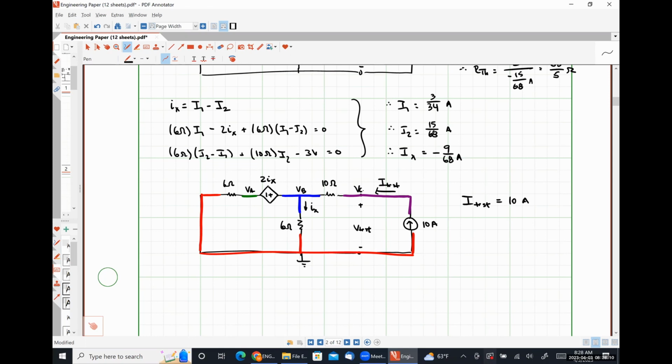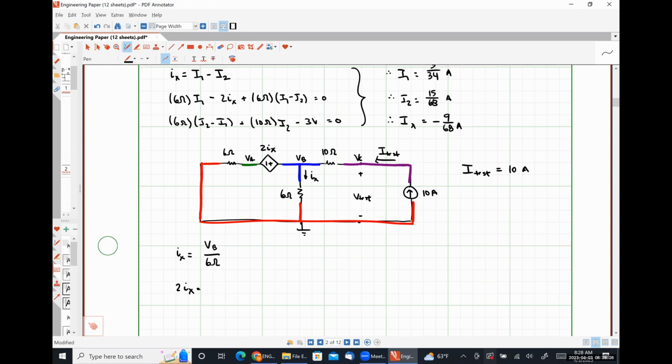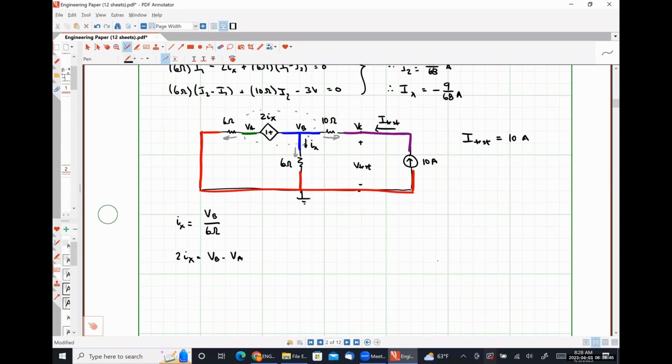We have a controlling variable. So we can say that IX is just going to be VB over 6 ohms. We have a voltage source, so we can say that twice IX is going to be VB minus VA. We have this supernode, so we're going to add this current and this current together. So KCL at our supernode is going to look like VA over 6 plus VB over 6 plus VB minus VC over 6.